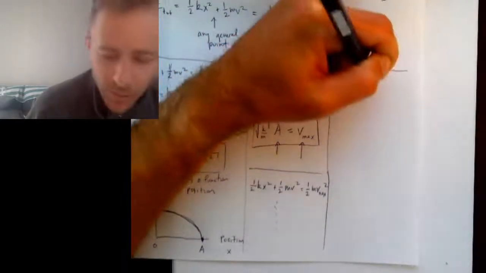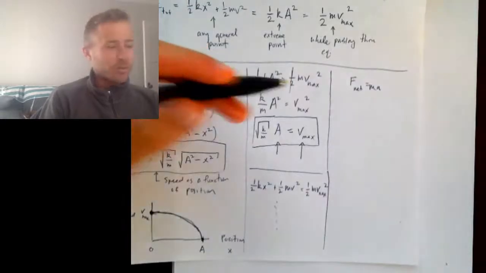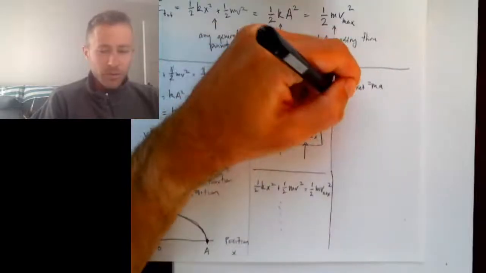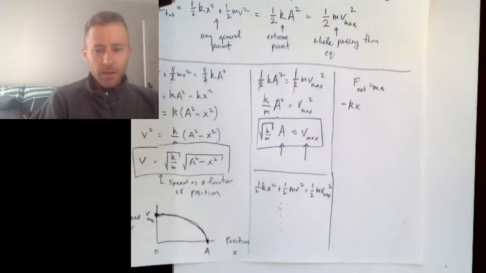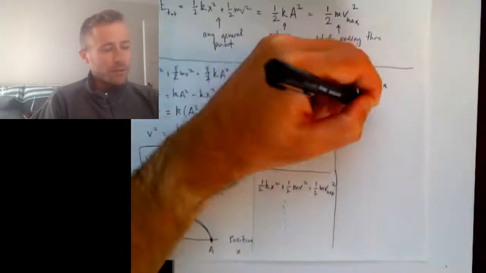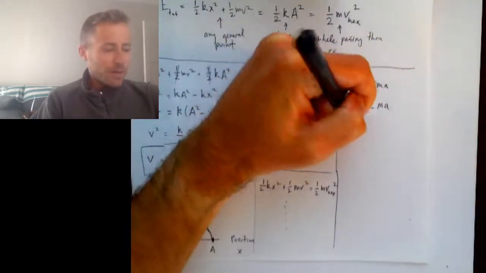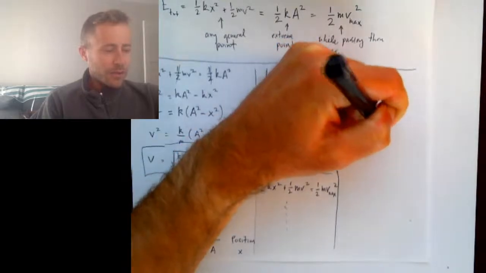So this is another equation. So we start out with Newton's second law, and then we realize that this is a mass spring system. So the net force is going to be the elastic force, negative kx. Okay, so negative kx equals ma. And then I'm going to divide both sides by m. I get minus k over m times x equals a.